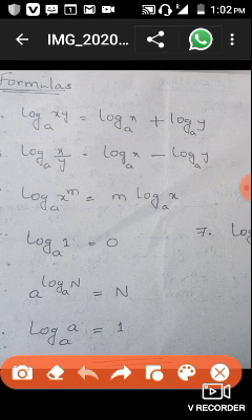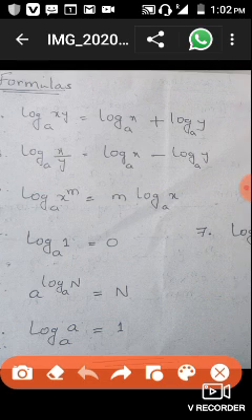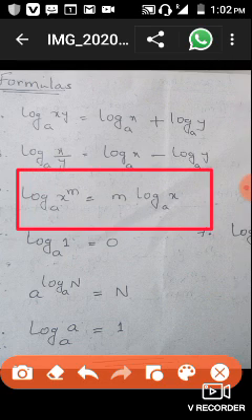Next one, log x by y equals log x for base a minus log y for base a. Here x by y is there, so between log x and log y, minus will come. So next, log x power m for base a equals m into log x for base a. Here power m is there, it comes to the beginning: m log x for base a.